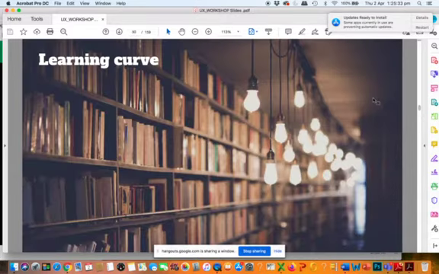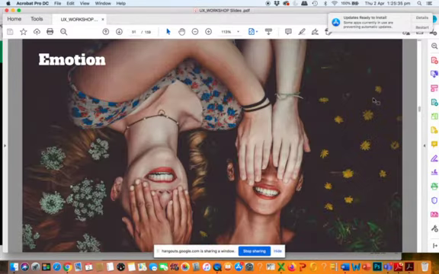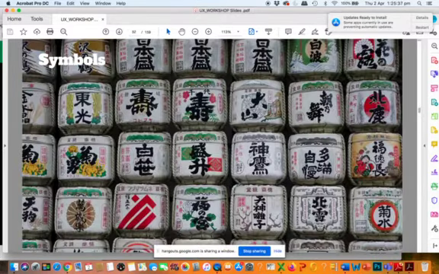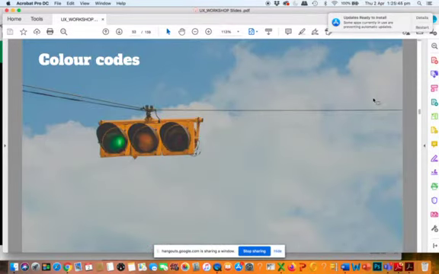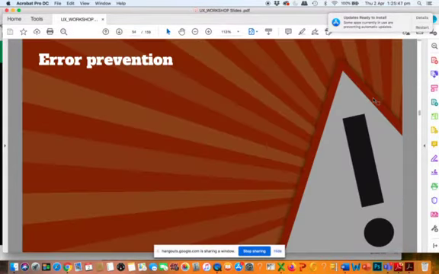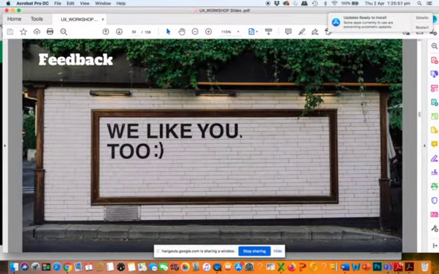So, the learning curve, making sure it's not too hard to learn, that you engage, and culturally appropriate and understandable symbols that translate across cultures, and colour codes that translate, and some kind of alert system when there's an error. That's also very important. Feedback, that's another feature that I'll be continually reminding you. You might need a feedback screen in it.